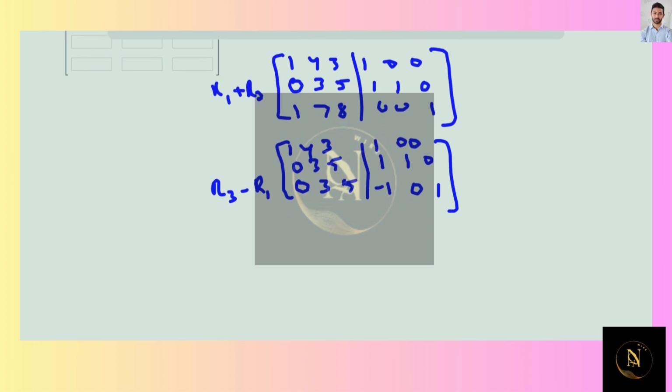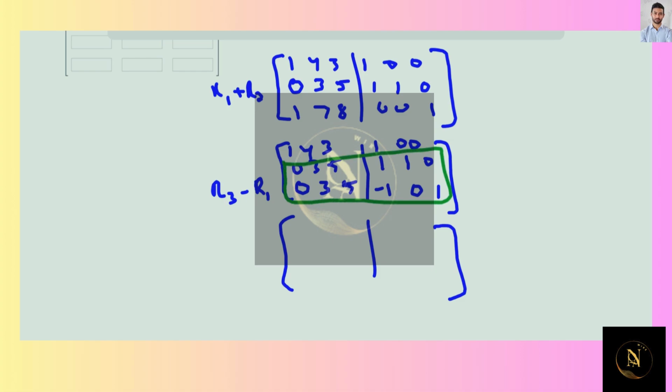Now we can actually see already that this isn't going to work because of these two rows right here. We have 0, 3, 5, so they are the same thing. This isn't going to be able to work. We're going to end up not being able to get the 3 by 3 identity.